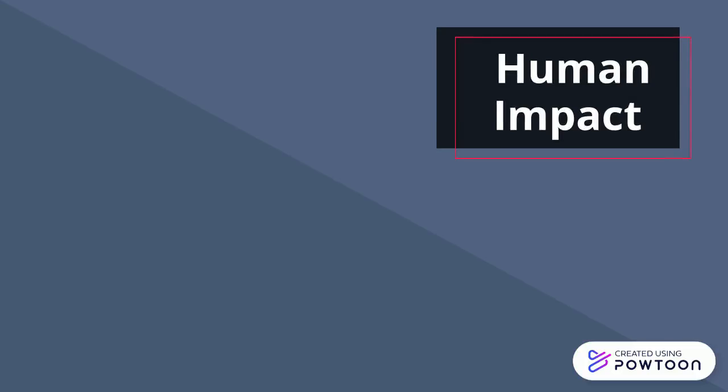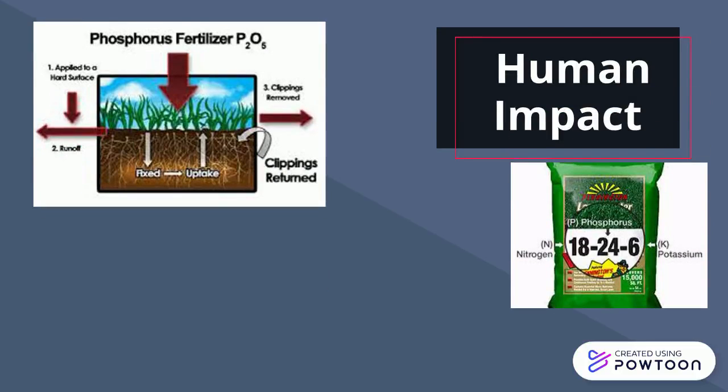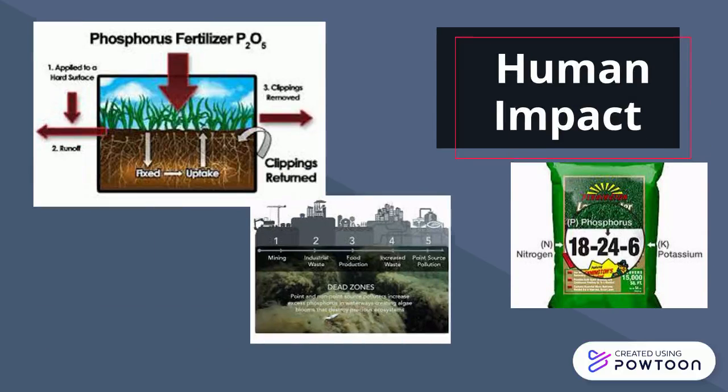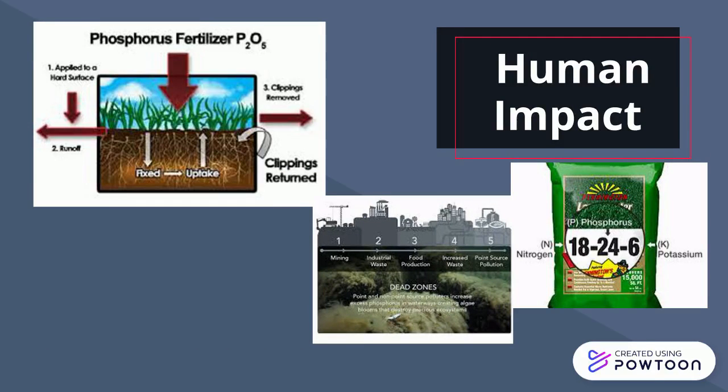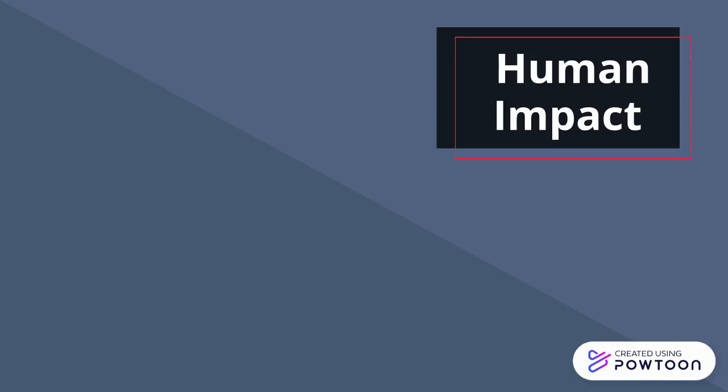We as humans have had significant impacts on the phosphorus cycle. We use fertilizers containing phosphorus and add them to our soil to help our plants grow. But when the levels of phosphorus are too high, there is an overabundance of nutrients, which leads to excessive growth of things like algae. When the algae dies, it can be toxic to the plants and animals in the ecosystem.